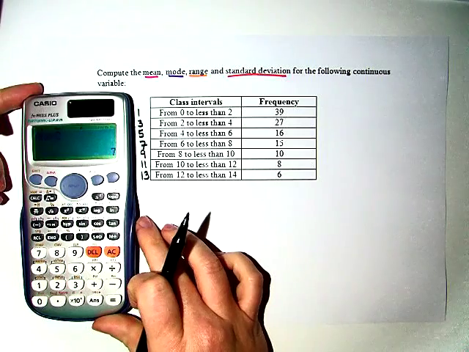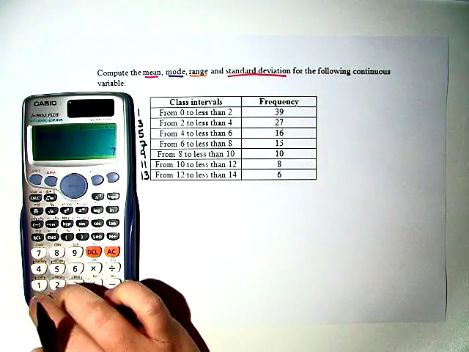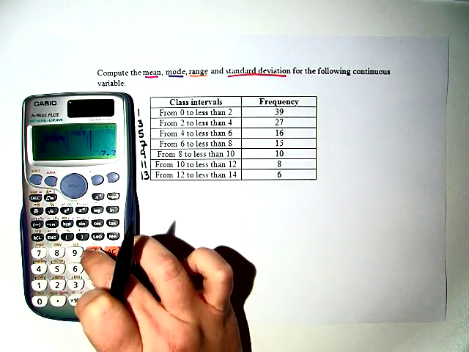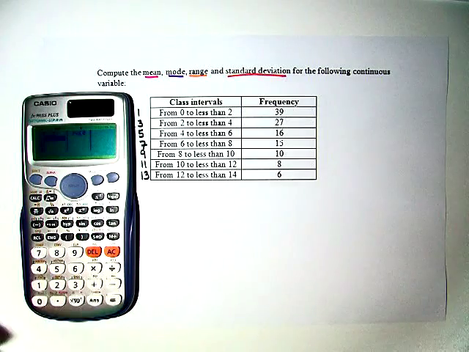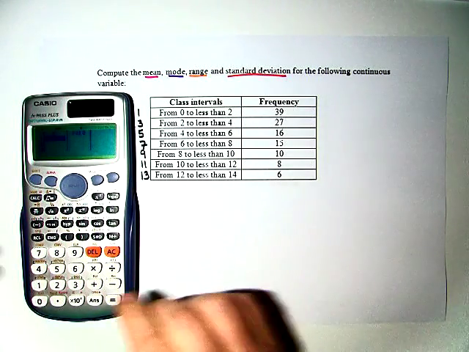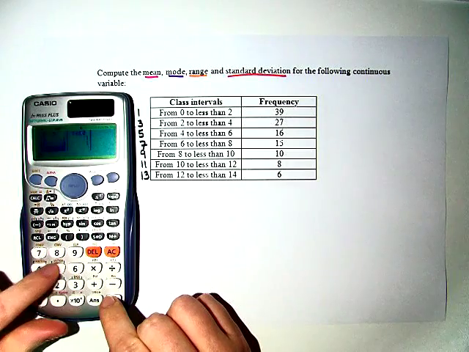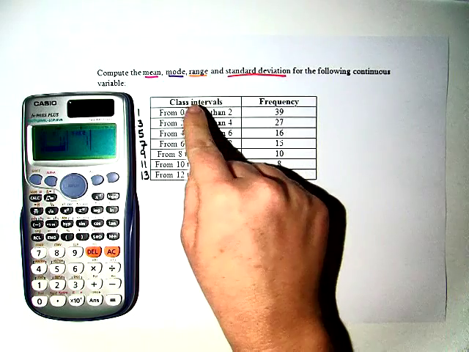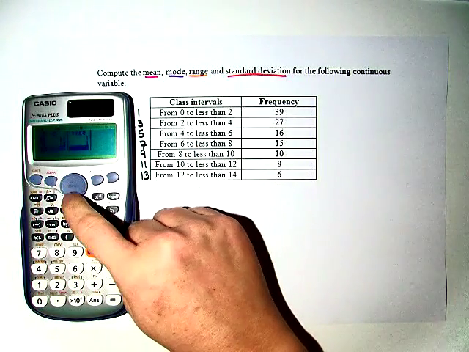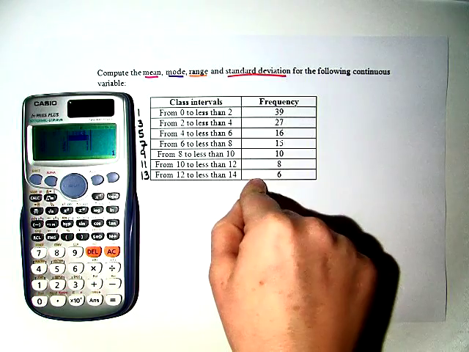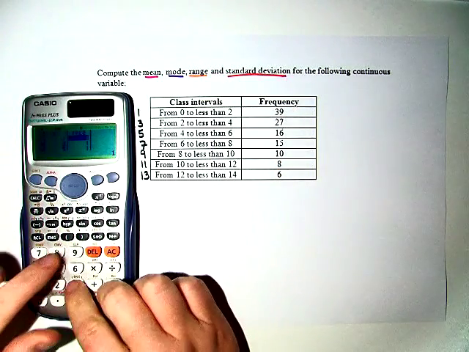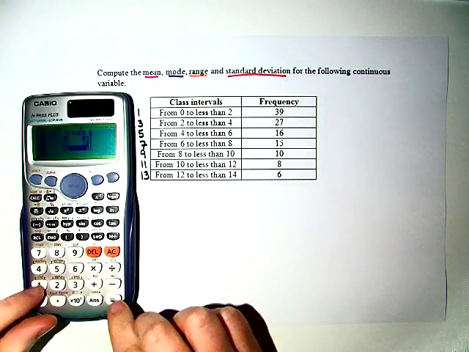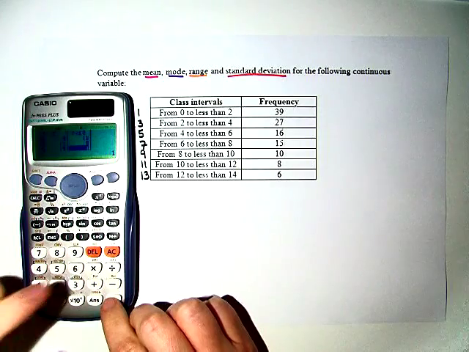Okay, now we need to put it in our table. So we do Shift, Stat, put in our data. If there's anything in there, clear it out. And we're going to start by putting in all of our information. 1, 3, 5, 7, 9, 11, 13. This is our data. Now if we move over, the frequency is the number of times it occurs. So the frequency that 1 occurs is 39 times, 27, 16, 15, 10, 8, and 6.